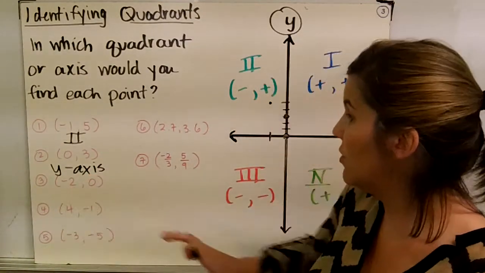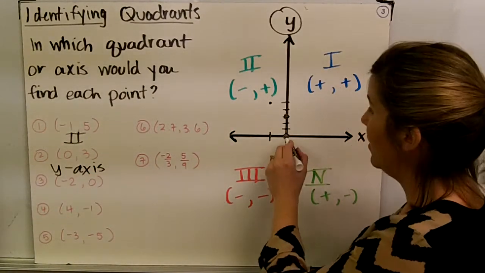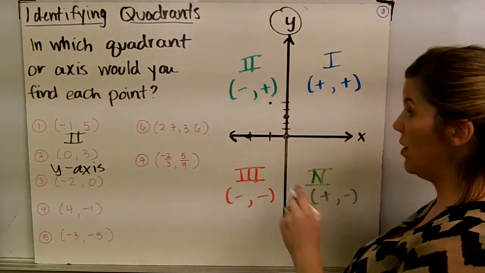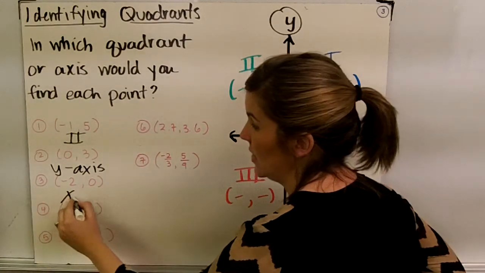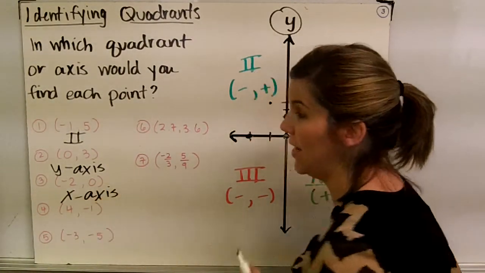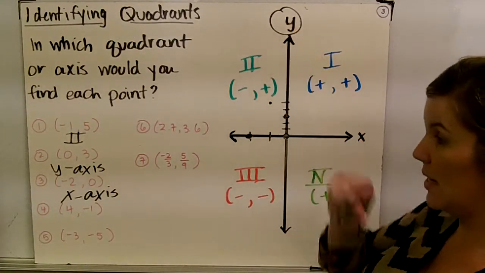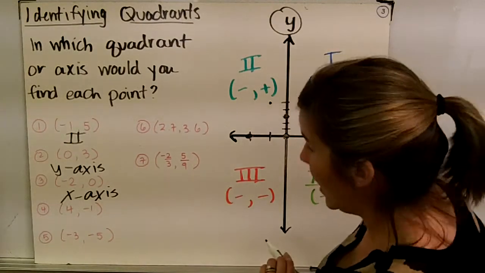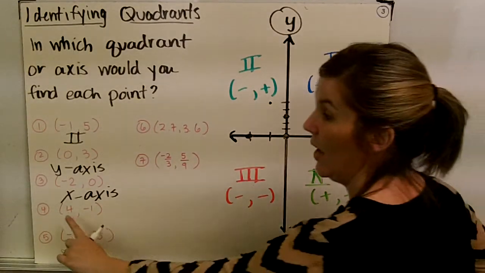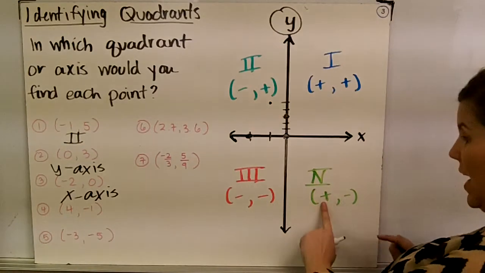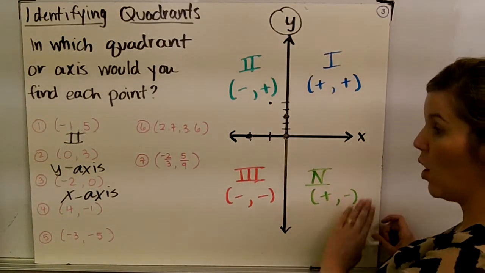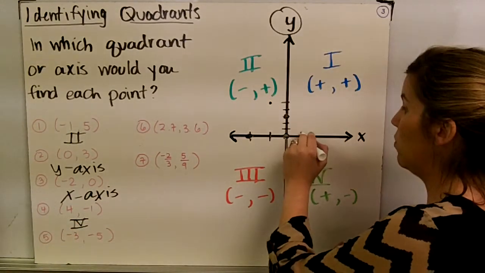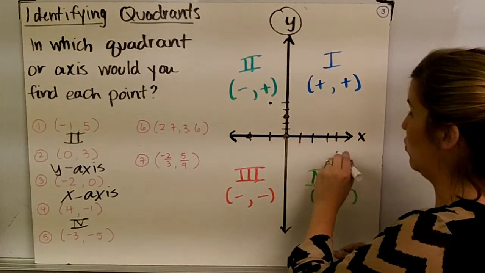Number 3, negative 2, 0 means go to the left 2, and then don't go up or down any. So this one is on the x-axis. Remember, our horizontal axis is called the x-axis, the vertical axis is the y-axis. Number 4, we go 4 to the right and then down 1. X is positive, y is negative. So we know our point is going to be in the 4th quadrant. So go to the right 4 and then down 1.